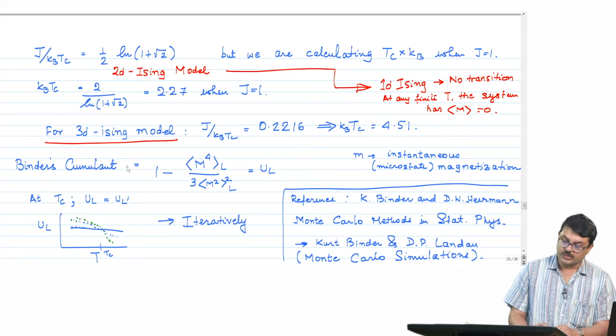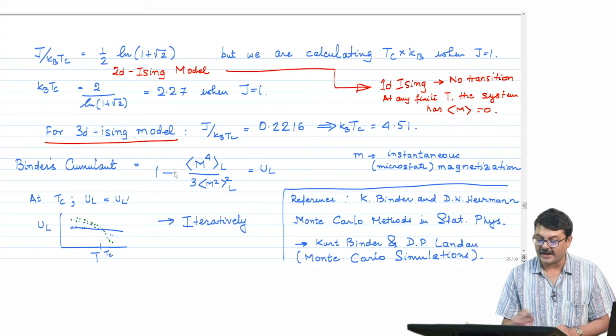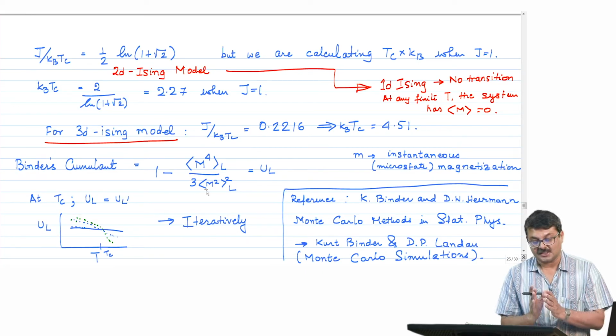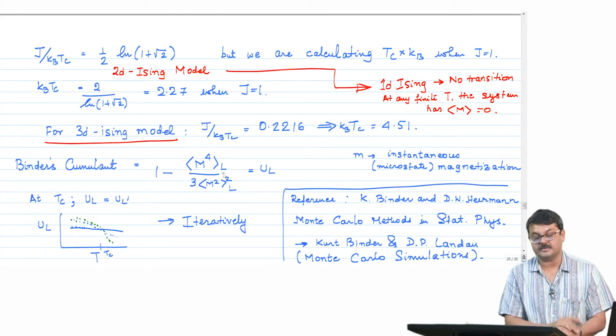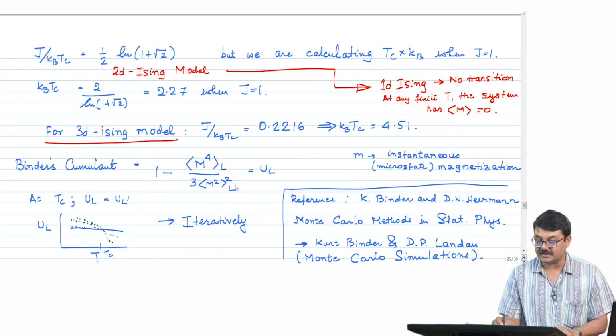So, what one has to do is calculate the Binder's cumulant, which is 1 minus the expectation value of m to the power 4 divided by 3 times the expectation value of m squared, whole squared. At each microstate, calculate the value of m squared, calculate the expectation value and then take a whole square. And note that here I have written a subscript L.